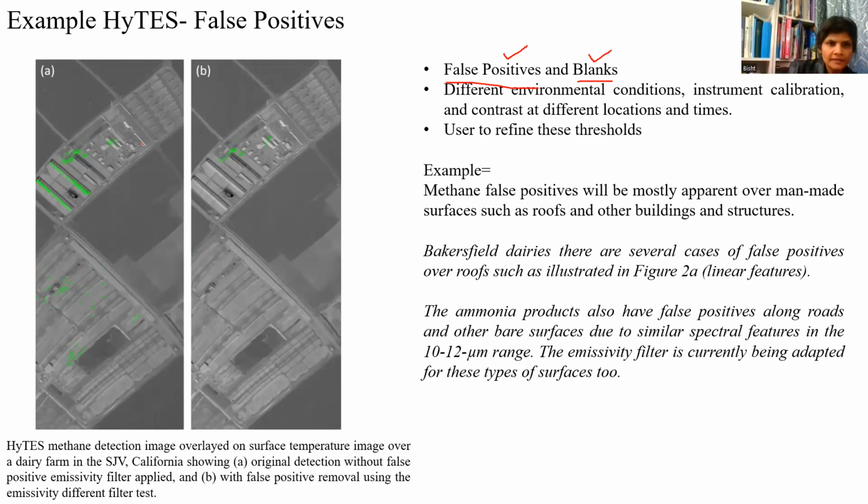So for instance, in this figure on the left, it has given methane false positives as these green bands on the left. But then once the person makes corrections for that, then the actual methane emissions are just limited to this area.